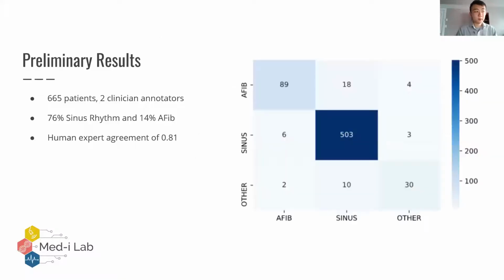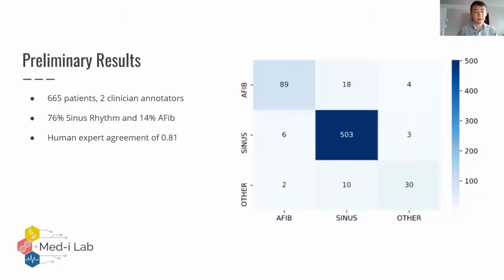Now, what have we found so far? The first round of annotations we did, as I said, was with 2 expert clinicians who are well-versed in ECG, especially in the ICU, on around 600 to 700 patients. What we found is the proportion of atrial fibrillation is close to what we expected. 14% is well within that kind of ballpark of around 10%.